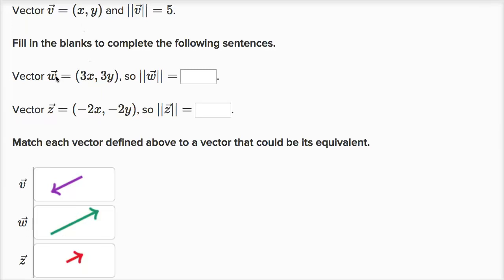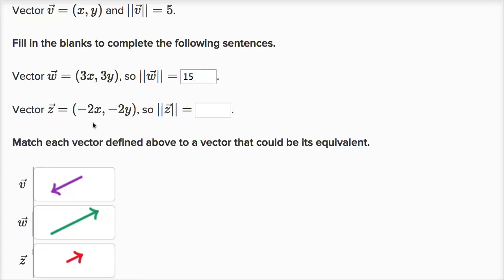So w is essentially vector v being multiplied by the scalar 3. So its magnitude is going to be 3 times the magnitude of vector v. So if vector v has a magnitude of 5, vector w is going to have a magnitude of 15. It's going to have 3 times the magnitude.